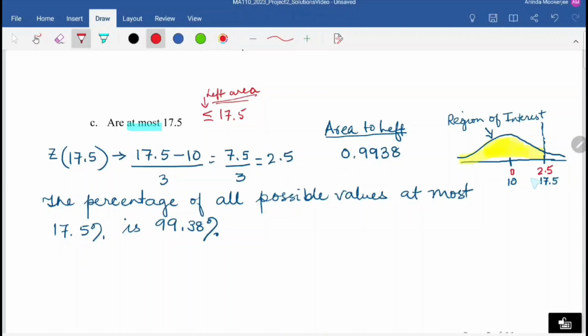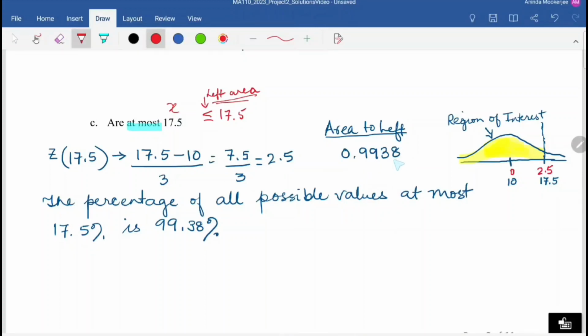Now that we have our diagram and we know our region of interest, we have to find the corresponding z value before we can go to our table. So 17.5, which represents our x, minus mu, which is 10, divided by 3, which is the standard deviation, gives us a z value of 2.5. When we go to the table to find the area corresponding to 2.5, it's an area of 0.9938.